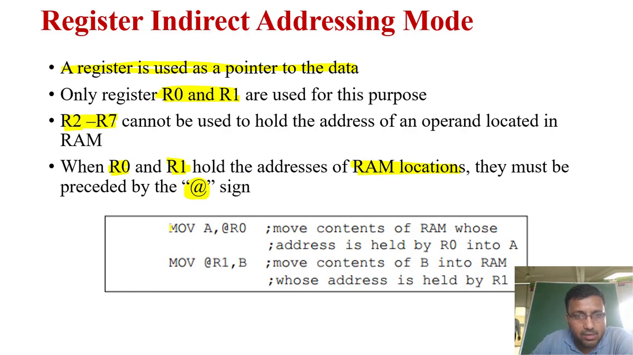So here is an example. MOV A, @R0 means what? It loads the contents of the location pointed to by R0. Again, MOV @R1, B loads the contents of the B register into the RAM location given by R1.